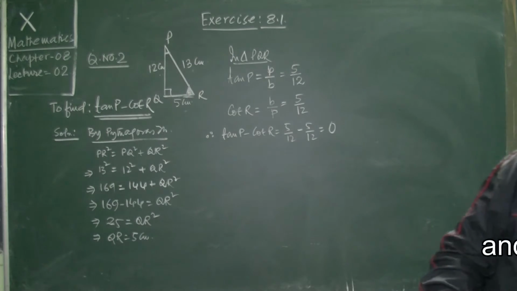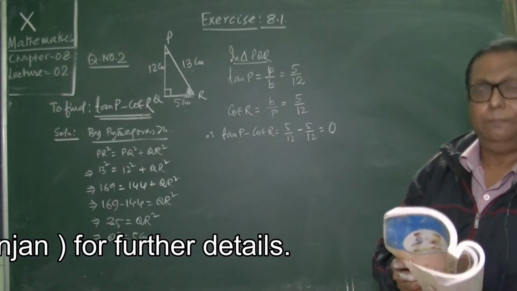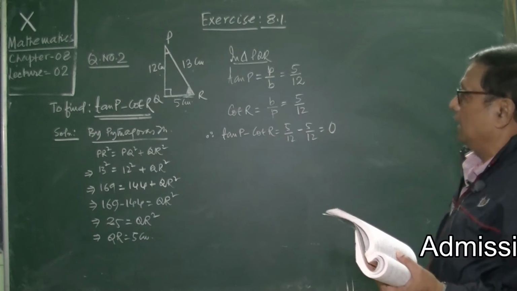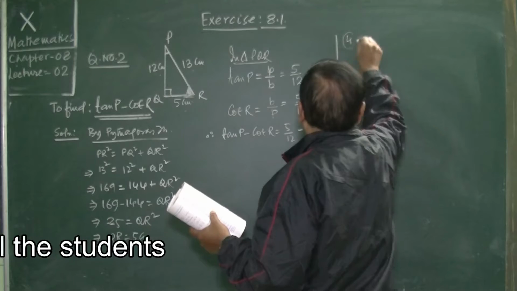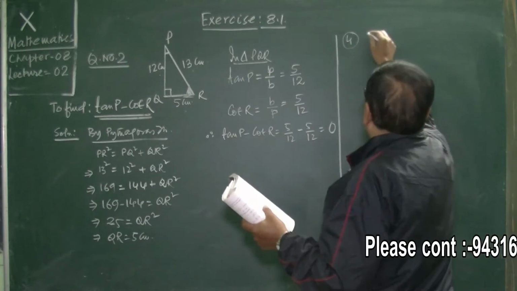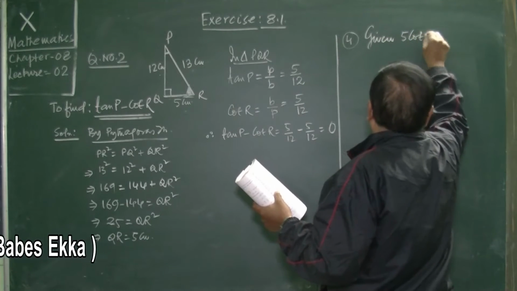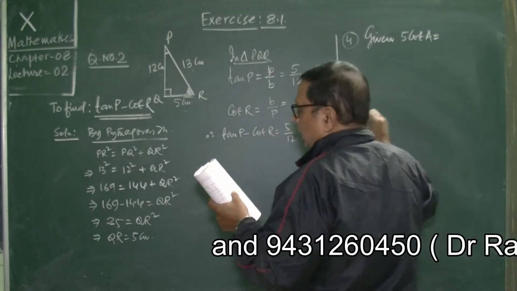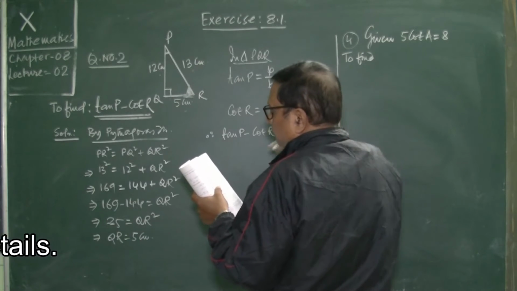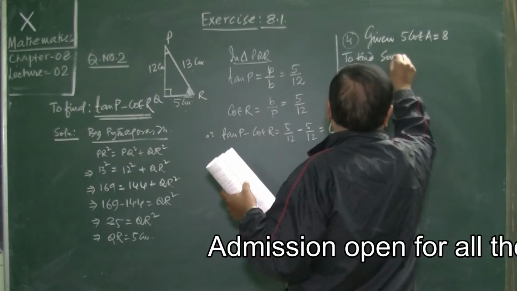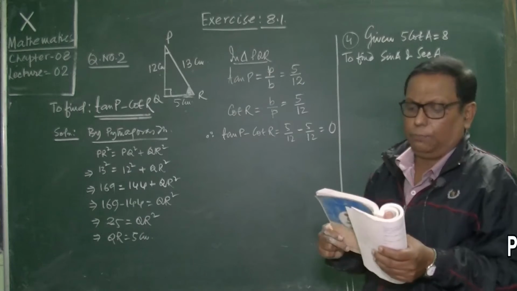In this way, by simply applying the trigonometric ratios and concentrating on the acute angle in the question, we find P, B and H, and then we solve it. One more question we will solve in the same way. I have taken question number 4. We are given 5 cot A equals 8, to find sin A and sec A. This is question number 4 of exercise 8.1.